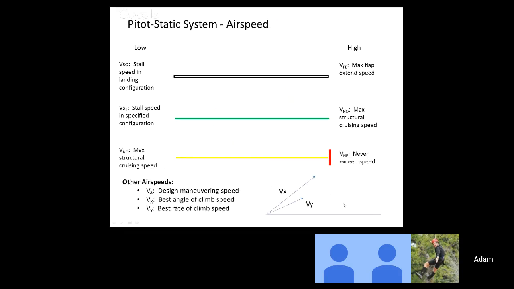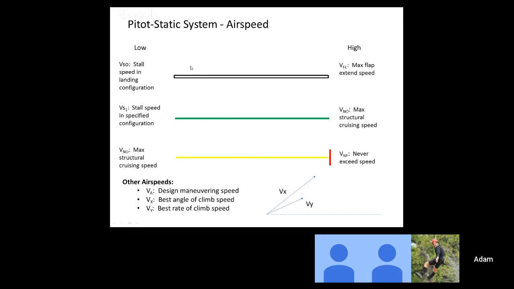So each of those points actually has a defined V-speed. For example, on the flap operating white bar, the minimum there on the airspeed indicator, and by the way, this goes for all aircraft. This is not only limited to general aviation aircraft. This is actually defined for all certificated aircraft. The minimum on the white bar is the stall speed in landing configuration. So gear extended, flaps full, and it's denoted VS0.